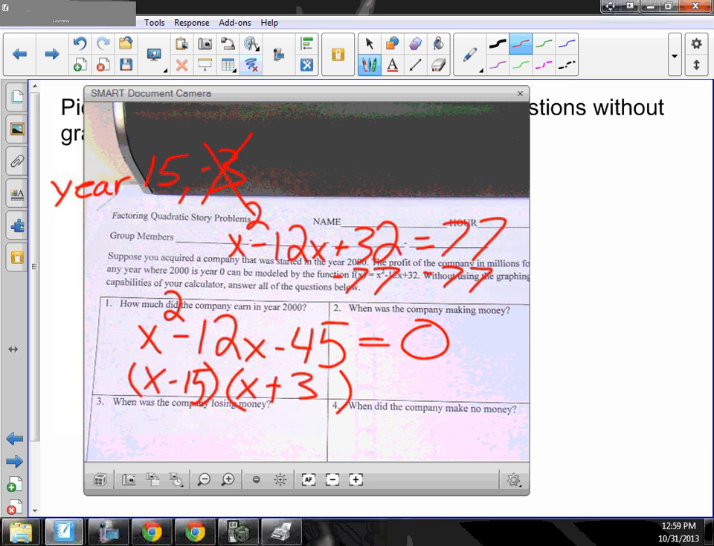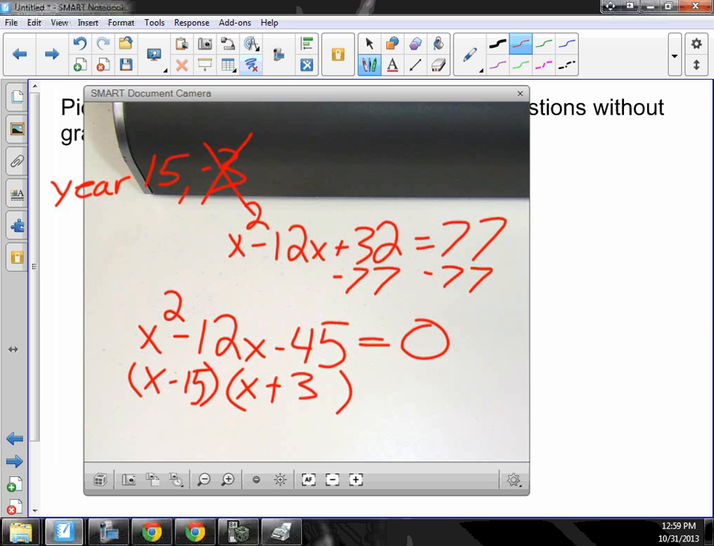All right, turn the page. Connor, this one was written just for you.